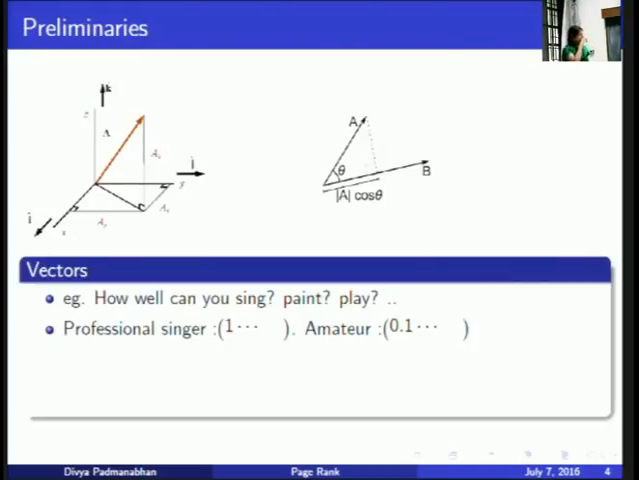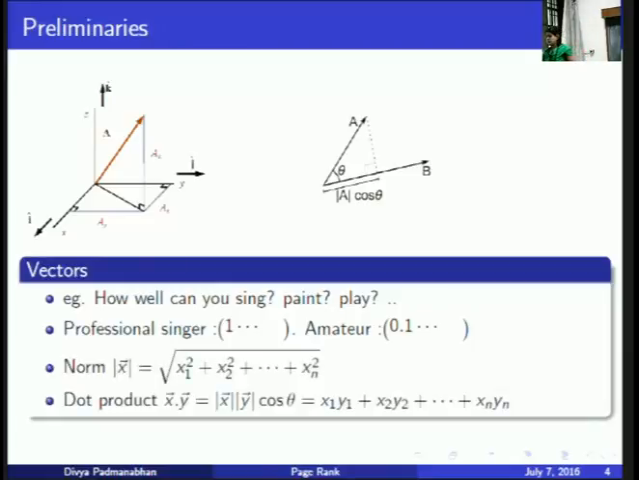Okay, so starting with linear algebra, something on vectors. So all of us know what vectors are, right? So you're just going to represent some numbers of some dimension. So an example is some features like how well can you sing, paint, play, and all that. Okay, so if I want to distinguish between a professional singer and amateur, the values will vary for the singing field. Okay, so these are just some examples of vectors.